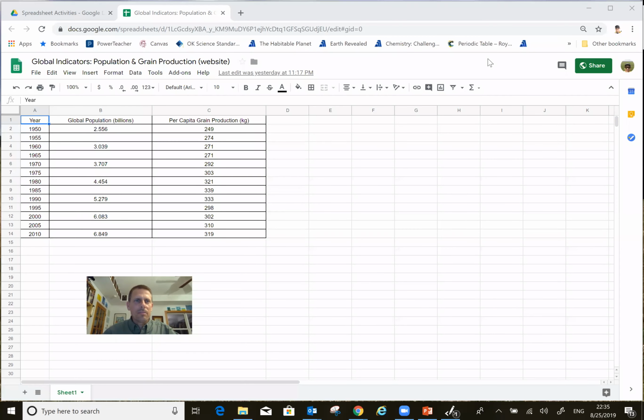Let's make a graph of the data set for the global indicators, population, and grain production activity. So let's select the data set that we would like to graph. And let's choose Insert Chart.